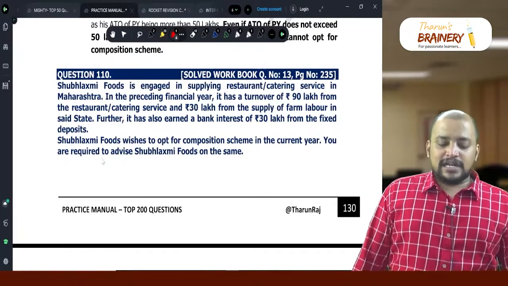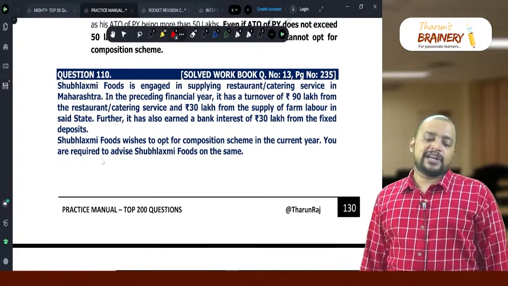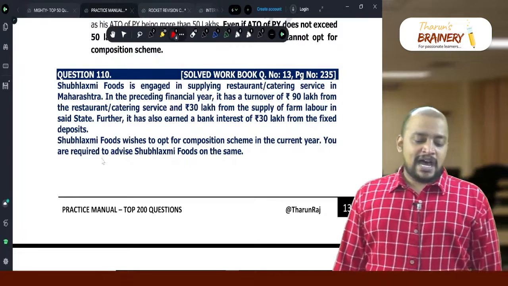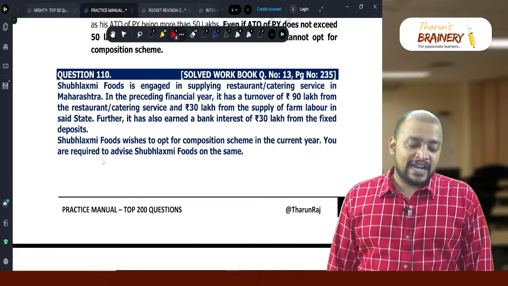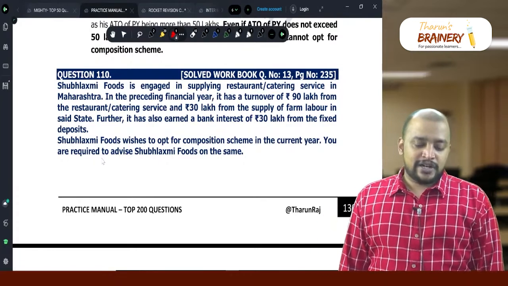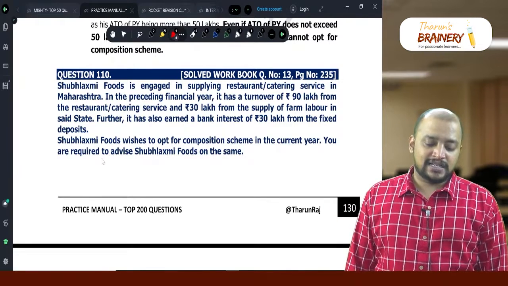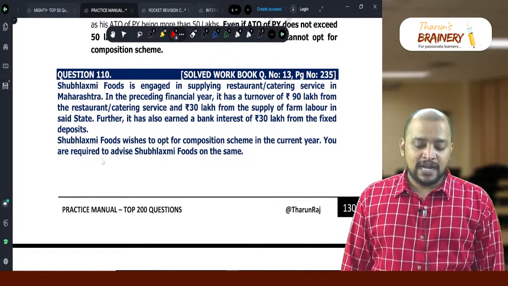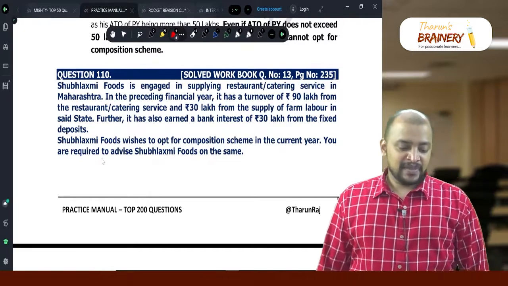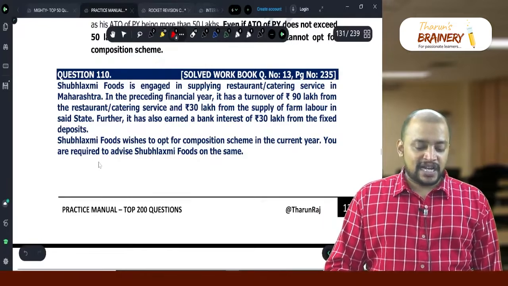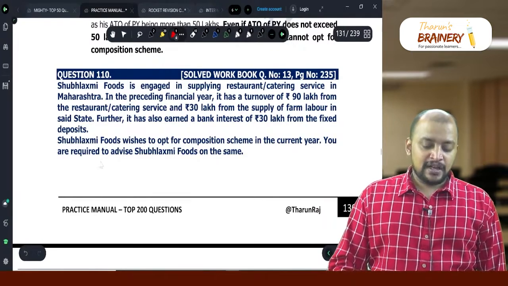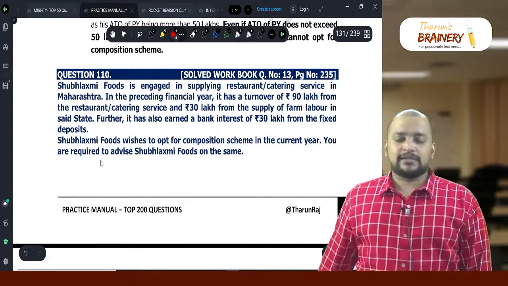Subbalakshmi Foods is engaged in supplying restaurant or catering service in Maharashtra. In the preceding financial year, it has a turnover of 90 lakhs from the restaurant and catering service and 30 lakhs from the supply of farm labor in the said state. Further, it has also earned a bank interest of 30 lakhs from the fixed deposits. So, all these are for the previous year.